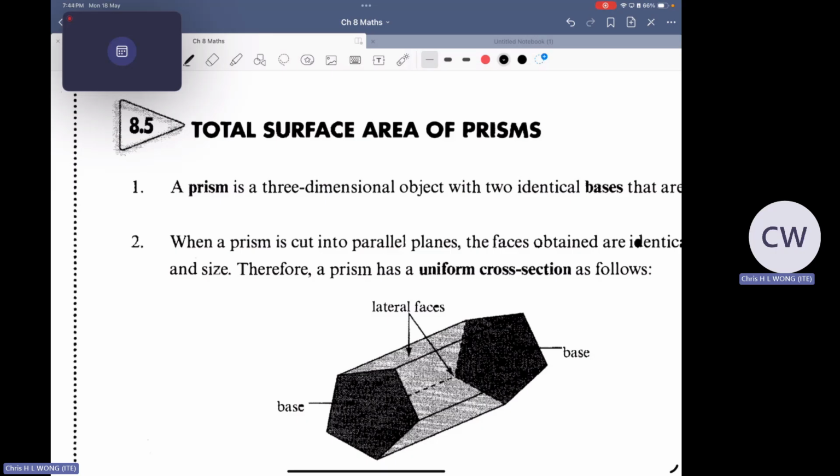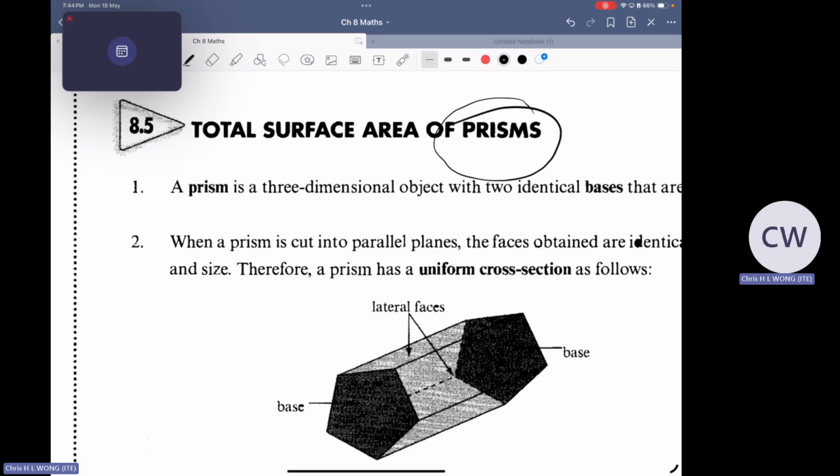Now, what is a prism? How do you define a prism? A prism must be a 3D object. The front and the back must be the same, and the front and the back are joined by the length. So what do I mean? You look at this. This is a prism. Why do I say this is a prism?